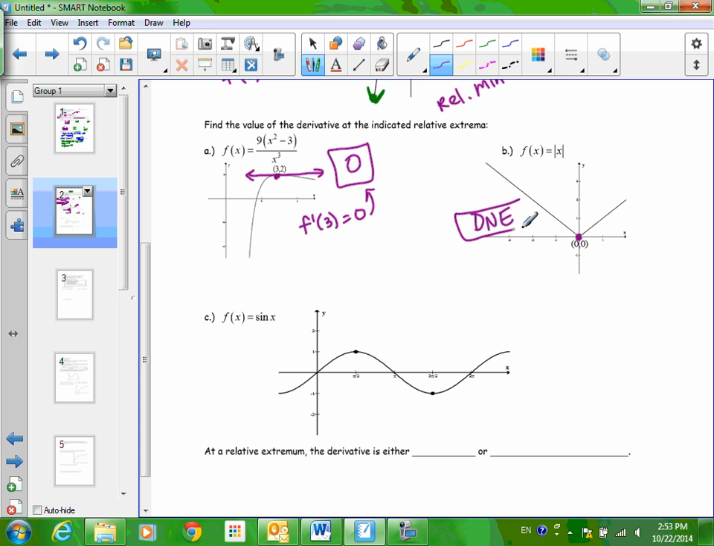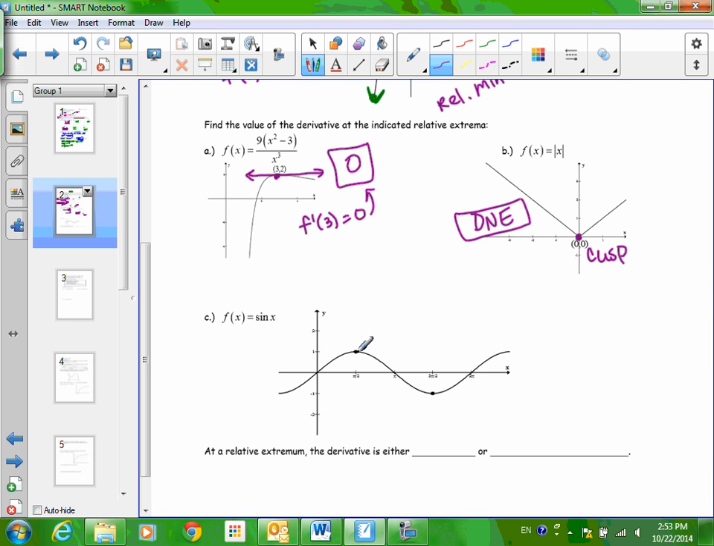There's a cusp there. When the graph sharply turns, like a corner, not a smooth curve, but a sharp turn, a cusp, we don't have a derivative. So you can say does not exist, or you can say undefined there. All right? And so this is the special scenario. Most of the time, we're going to get 0, but we do occasionally get does not exist.